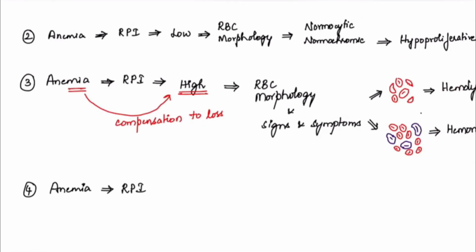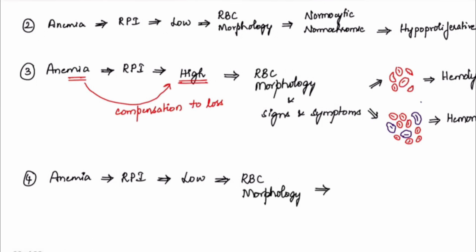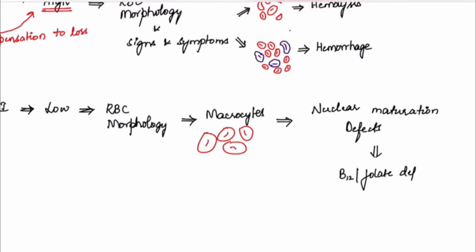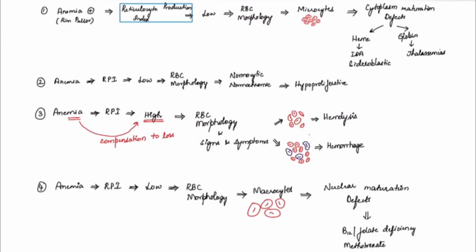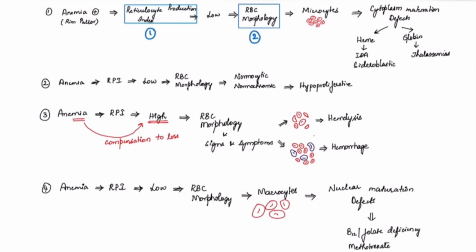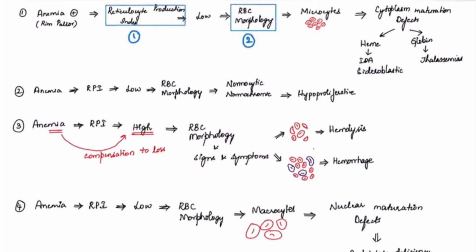The fourth patient also showed anemia. The reticulocyte production index was done and it is low. Then look at the RBC morphology, and if macrocytes are seen, that indicates nuclear maturation defect. So think about B12 or folate deficiency and drugs like methotrexate and alcohol. So first thing always to look for is the reticulocyte production index, and the second thing is to look for RBC morphology. So these two can help us to easily approach a case of anemia.